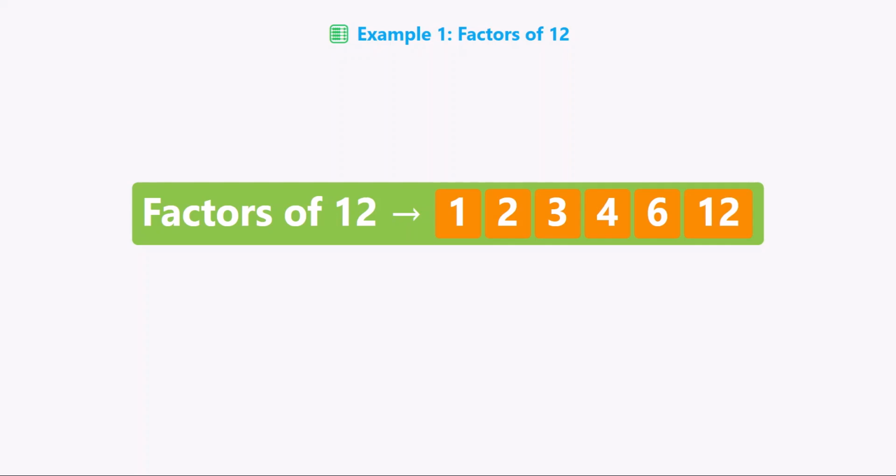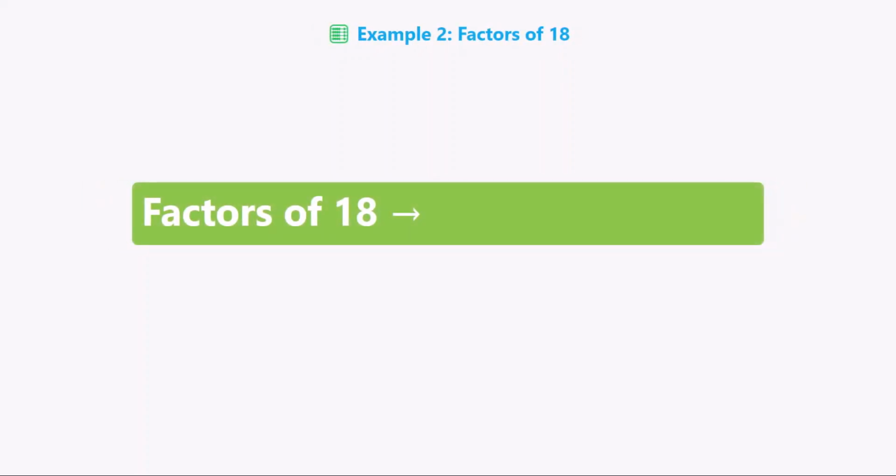Nice work. Let's practice the same steps on another number to strengthen the idea. Let's find all the factors of 18. We only need to check numbers up to half of 18, which is 9. First, let's check 1. 1 divides every number, so it is a factor.